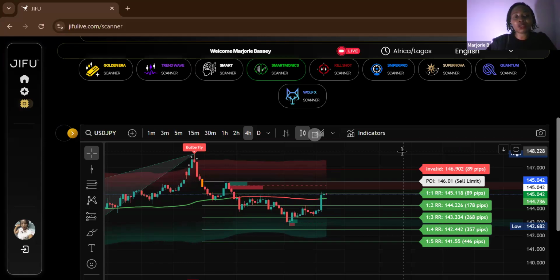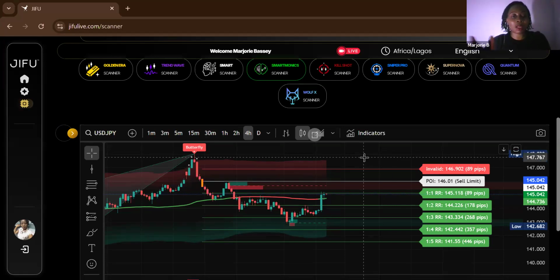Now, let me tell you, the person who designed this scanner is averse to scalping. He does not like scalping at all. So Smartmonics was not designed for scalping. We have Supernova, which is a very good scanner for scalping, so 15, 30 minutes is the closest thing you can find to scalping. Because his own idea is to use the harmonics and to fuse the harmonics and the zone to zone trading, not scalping.